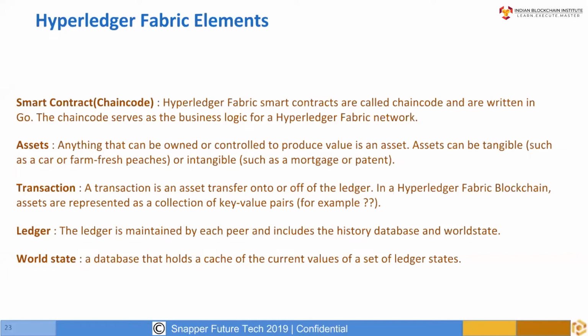The ledger is maintained by each peer and includes the history database and world state. So the ledger is held by each peer, that is, the committing peer. Every peer in the network is a committing peer and has to hold the ledger, except the orderer. It includes the history database, so all the data which is passed on to blockchain is held by these peers, and the world state also. World state is a database that holds a cache of the current value of a set of ledger state. As I mentioned, we'll talk about world state more in the next webinar.